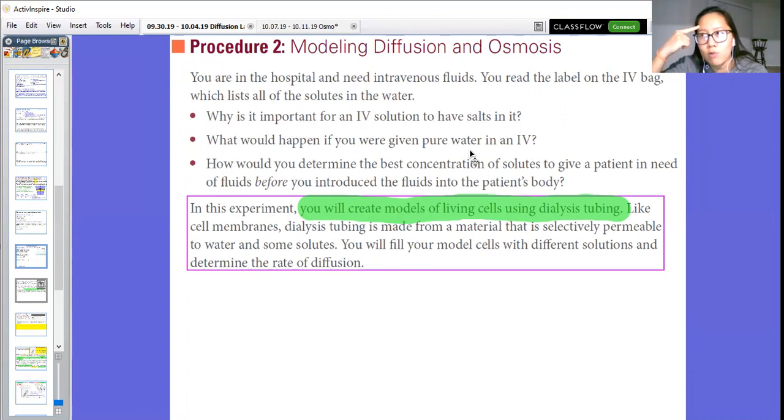Is it good to always have water going into your cells? Is that the point of an IV? And how would you determine the best concentration of solutes to give a patient in need of fluids before you introduce the fluids to the patient's body? Because if you give them pure water in an IV, you can kill a patient, okay?